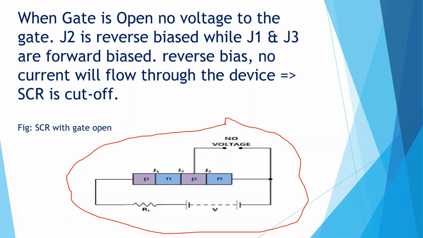This is very important. That means without any gate voltage also we can switch on the SCR by applying a high voltage between the anode and the cathode. And this is the potential which we are going to apply. And a high potential at this place will switch on the SCR.